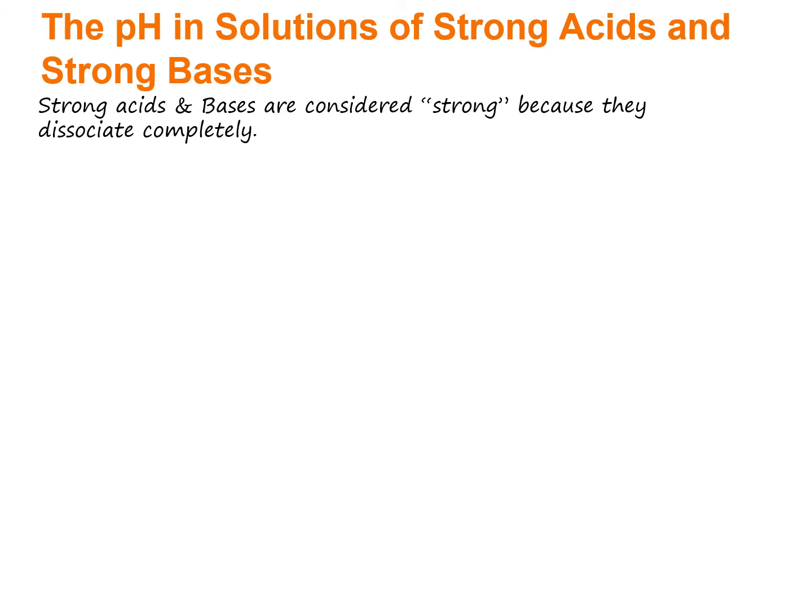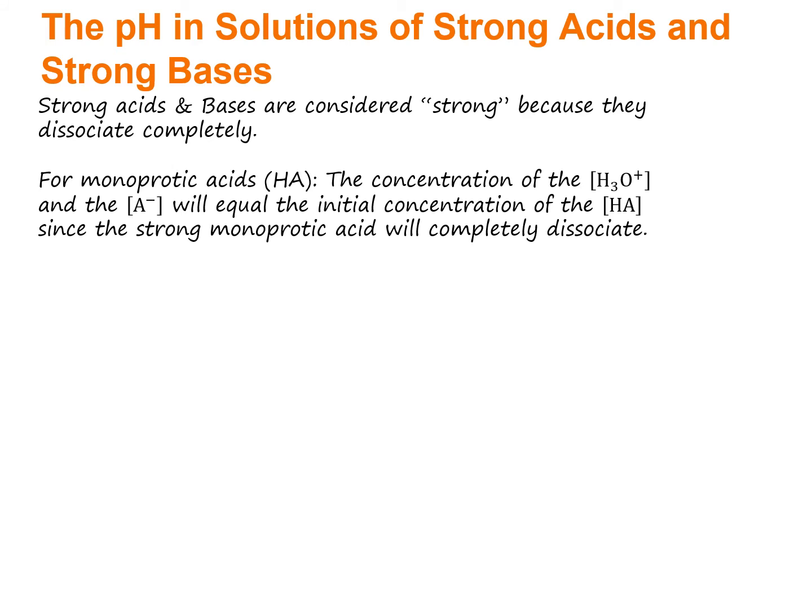So what are strong acids and strong bases? Well, these things are considered strong acids or bases because they completely dissociate. So if you take a monoprotic acid, which we'll use quite a bit, it's always just characterized as HA. And the concentration of the hydronium ion that we get, and also the A minus that we get from the dissociation of that strong acid, is always going to be equal to the initial concentration of the HA, or the initial concentration of that strong acid you put into the solution.